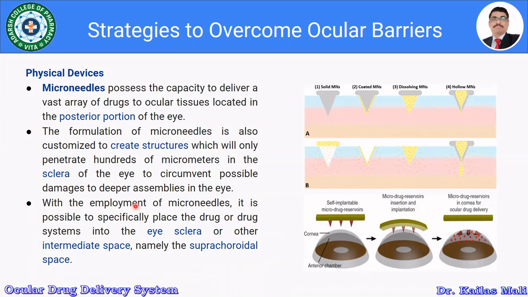With the employment of microneedles, it is possible to specifically place the drug or drug systems into the eye sclera or other intermediate spaces like the suprachoroidal space. Furthermore, it is possible to place this microneedle device onto the suprachoroidal space in order to improve the ocular tissue permeability. So this is about the microneedles.